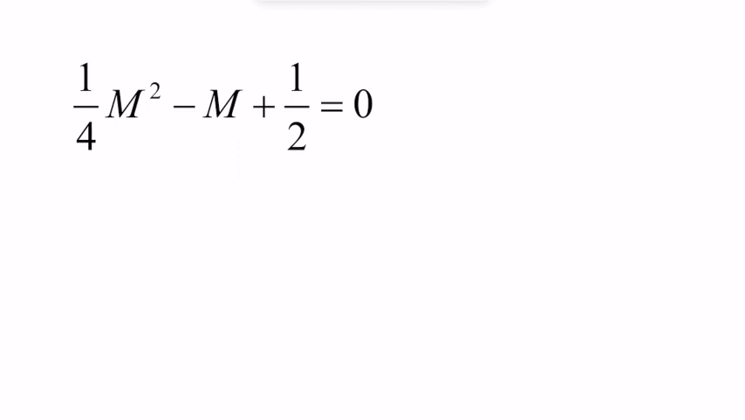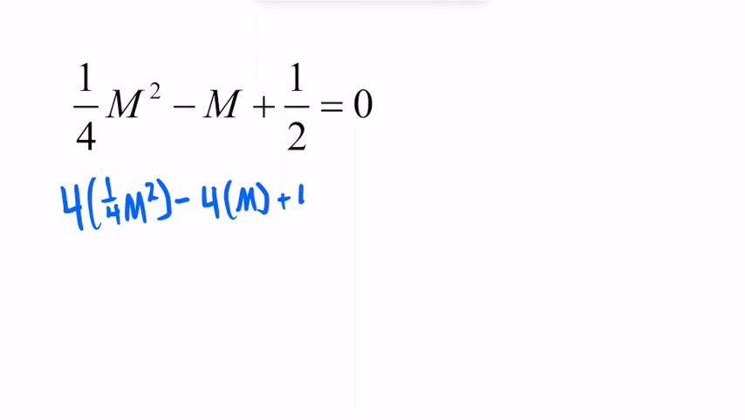4 and 2 have a common multiple of 4. So we can get rid of our fractions here by multiplying every term in the equation, whether it's a fraction term or not, by 4. We would have 4 times -1/4 m squared minus 4 times m plus 4 times 1/2 equals 4 times 0.